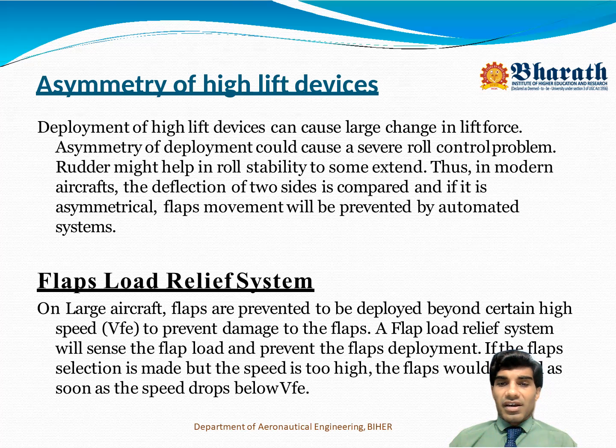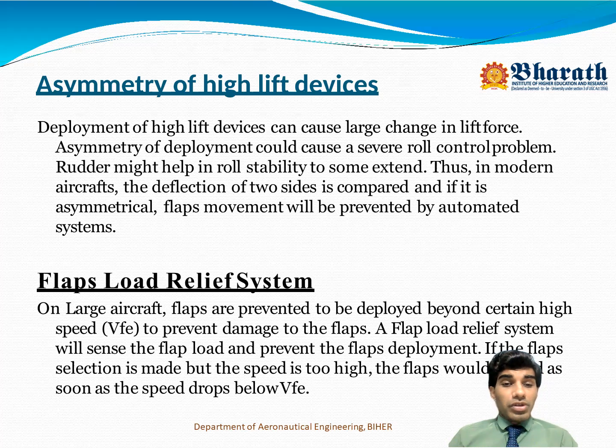Thus in modern aircraft, the deflection of the two sides is compared, and if it is eccentric, flap movement will be prevented by automated systems. So this is the thing. If there is a problem in the deflection of the two sides, they will use the automatic flap system. Based on the pressure and the speed of the aircraft, the slots and flaps will be opened and closed.